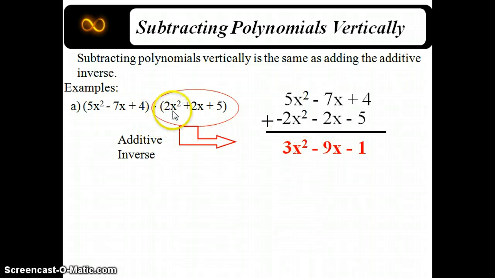So this is a negative 2x squared, a minus and a positive is a negative 2x, and a minus and a positive is a minus 5. Now because I'm adding, I've changed it to an additive inverse. 5x squared minus 2x squared is 3x squared. Minus 7x minus 2x is minus 9x. Plus 4 minus 5 is a negative 1. And this is written in standard form. X squares come before x's, which come before constants. And 3x squared minus 9x minus 1 is my final answer.